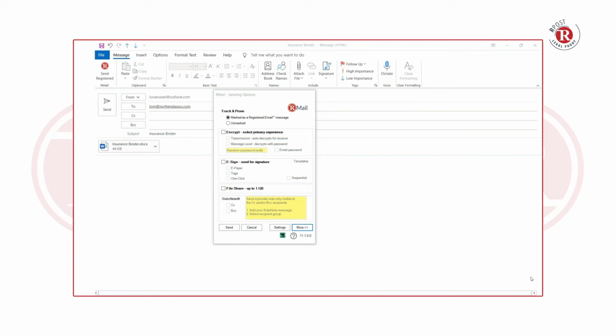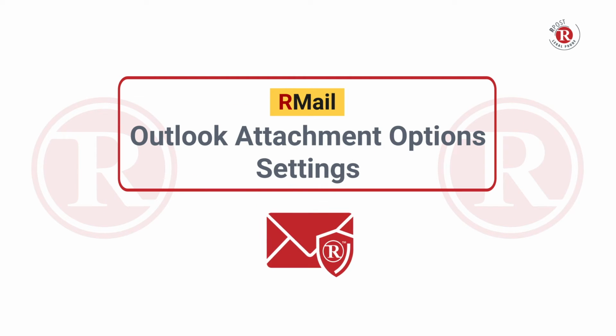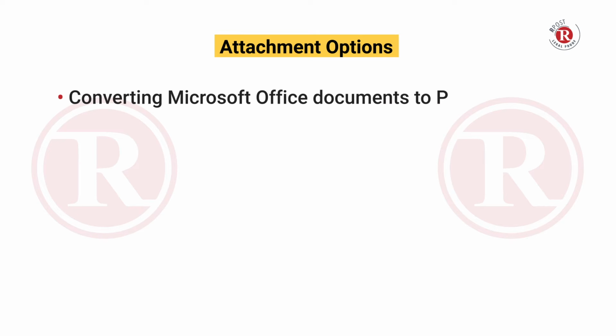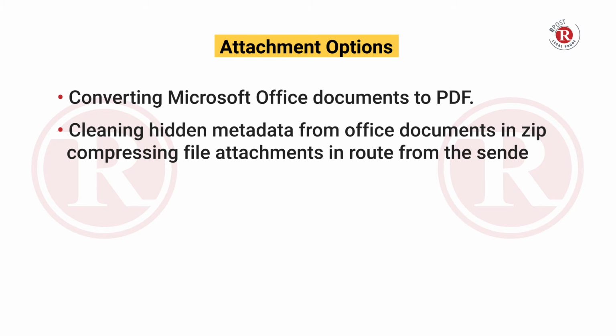The RMail app for Microsoft Outlook allows you to send emails using the RMail Track and Prove, Encrypt, eSign, File Share, and other features. This video will review the RMail Attachment Options settings in the RMail app for Microsoft Outlook. The attachment options include productivity features like converting Microsoft Office documents to PDF, cleaning hidden metadata from Office documents, and zip compressing file attachments enroute from the sender's computer to the recipient.